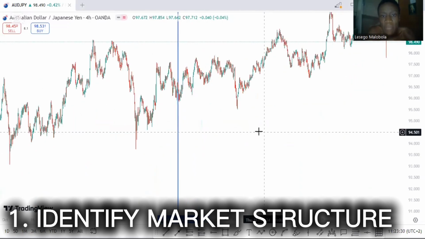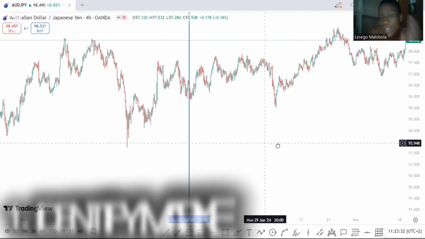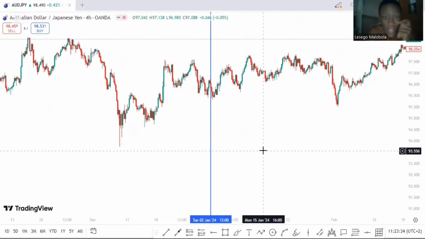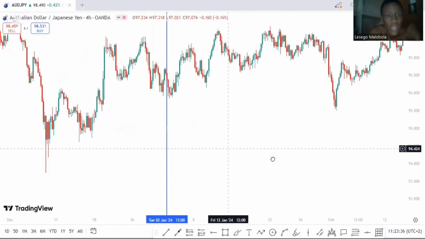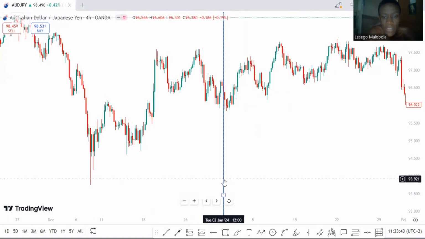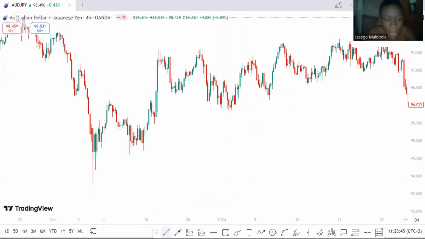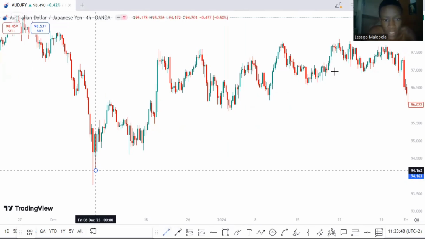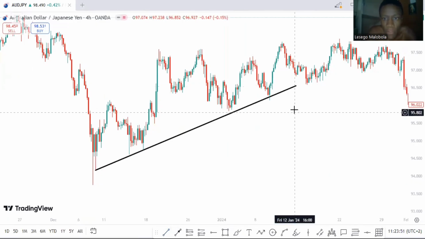guys. You understand me? Remember, guys, the first step is to identify your market structure, right? So do we have any market structure here? We can see that price here is kind of going up, right? Building up these higher highs and higher lows. So if we try to identify our market structure, let me just remove that. If we just try to identify our market structure just from here, we can see that, okay, do we have a proper trend line? Yes, guys.